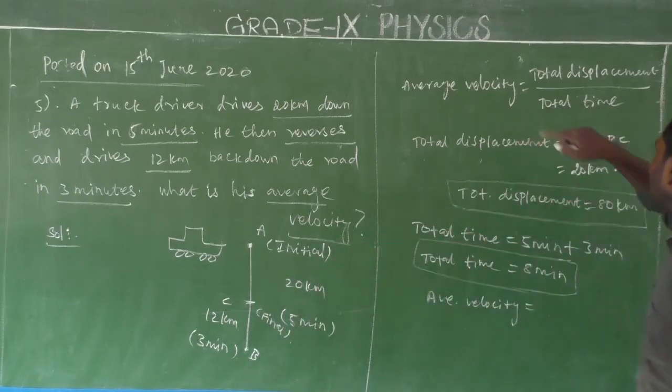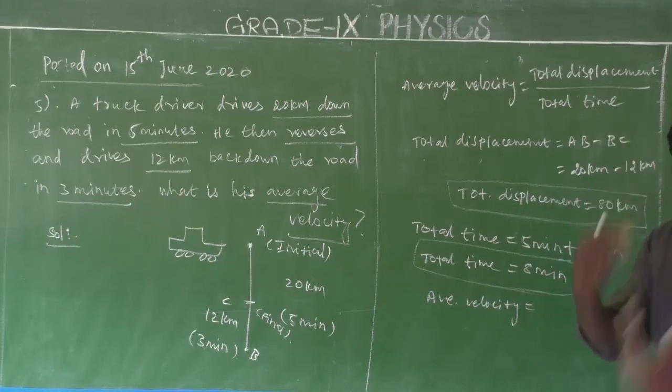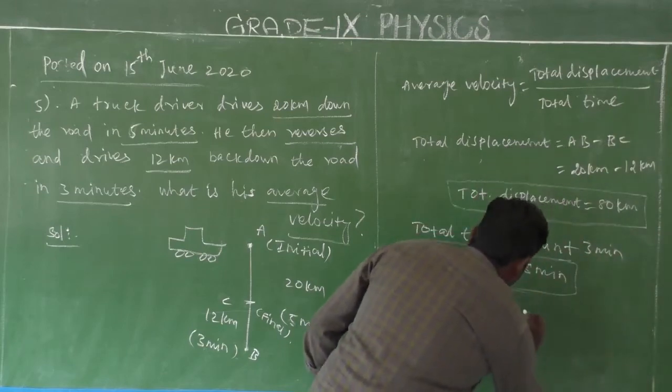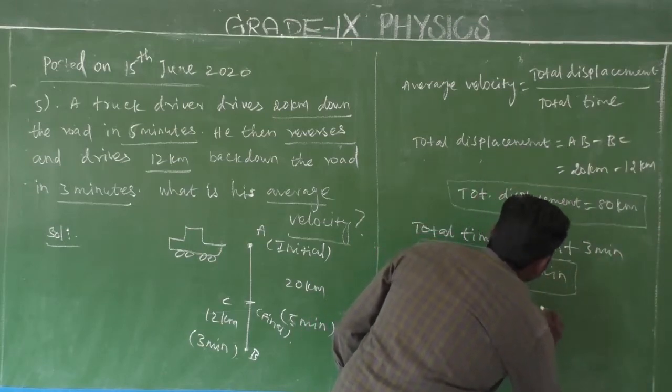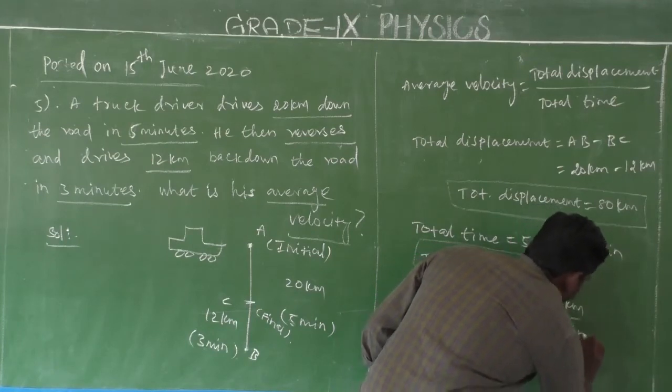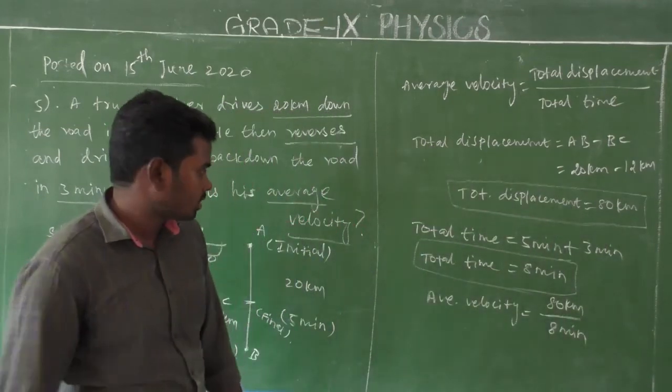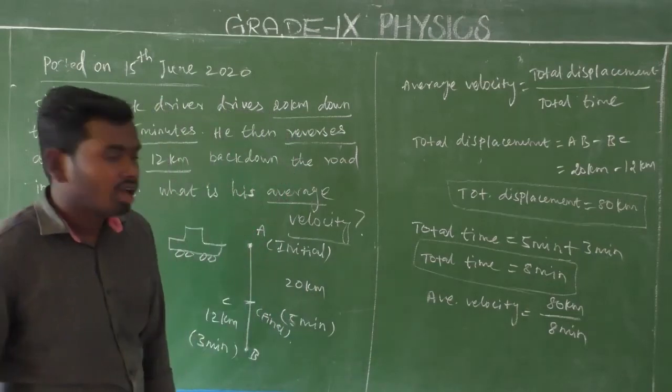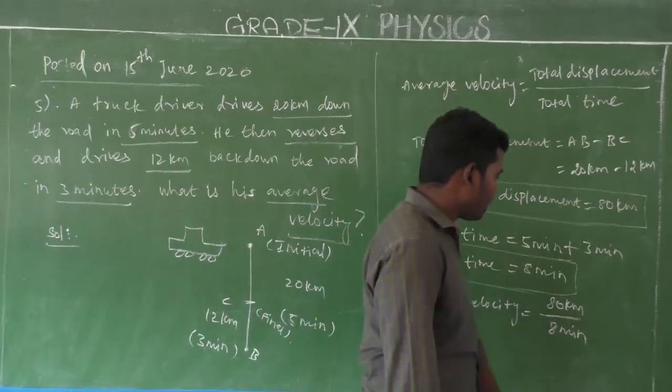Average velocity formula: total displacement divided by total time taken, that is the average velocity formula. Total displacement, how much? 80 kilometer. Then total time taken, 8 minutes. Okay, so you further divide both. So what is average velocity equal to? 80 kilometer divided by 8 minutes.